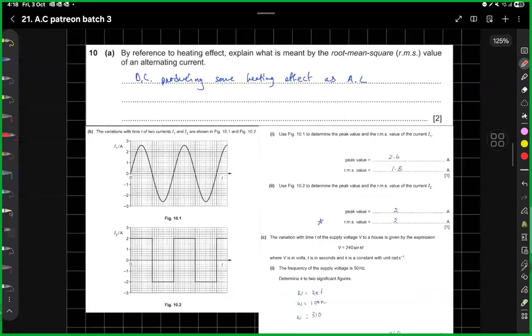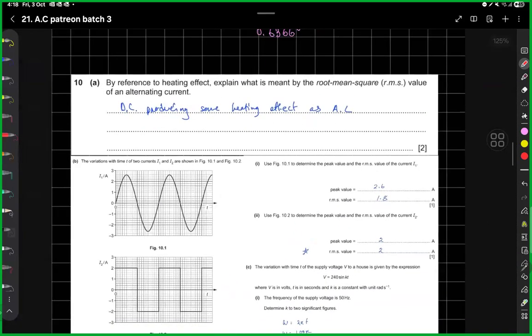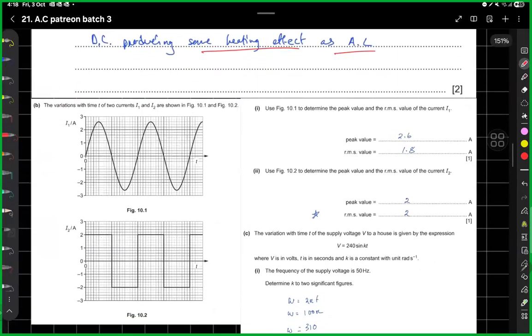9702/42/M/J/21, essentially. I can give a run over this question. I haven't shown steps over here. But anyways, with reference to heating, explain what is meant by root mean square value. It is simply the current needed in a direct current circuit that produces the same heating effect as alternating current. That is simply the answer. Then, use figure 10.1 to determine the peak value and root mean square value of the current I1. Okay, so it's simple.